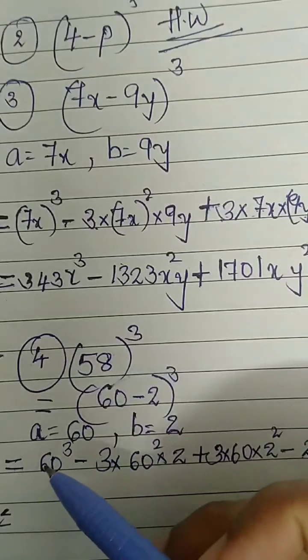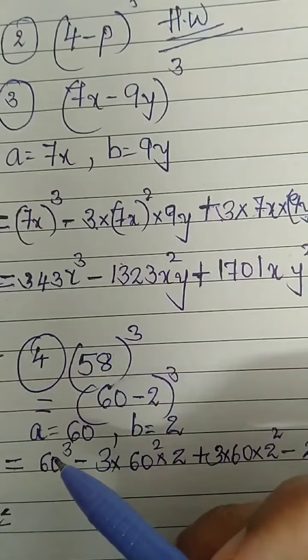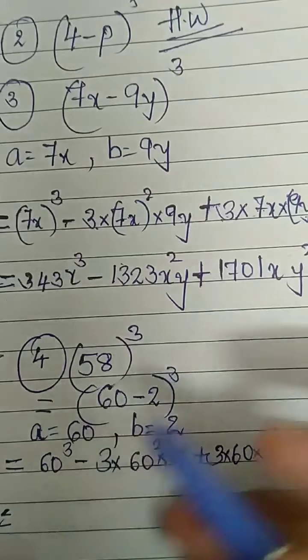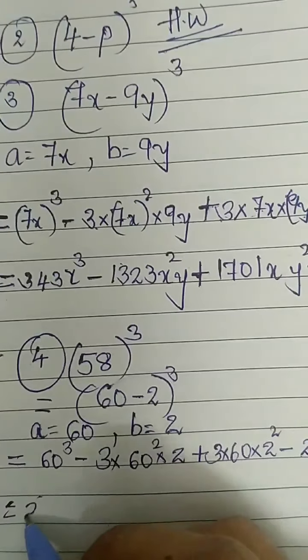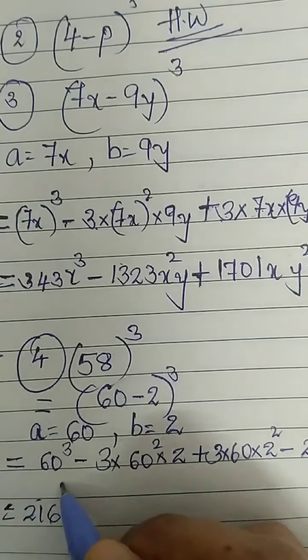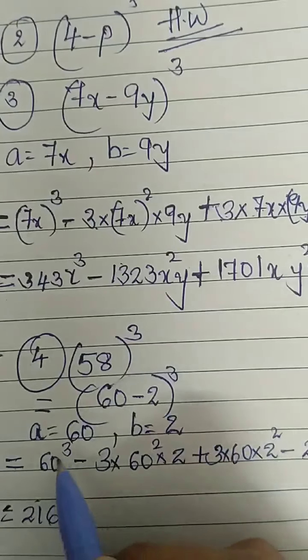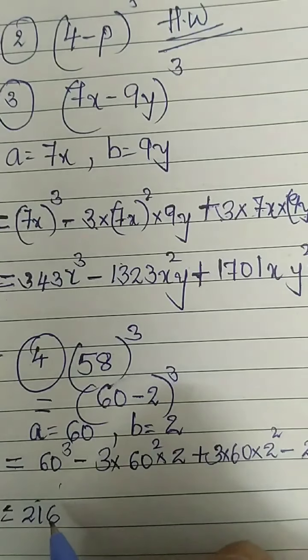60 cube. 6 into 6 into 6. 6 6s are 36, 36 6s are 216. 216. Will you write the whole cube? No. Numbers cube, you got this answer.